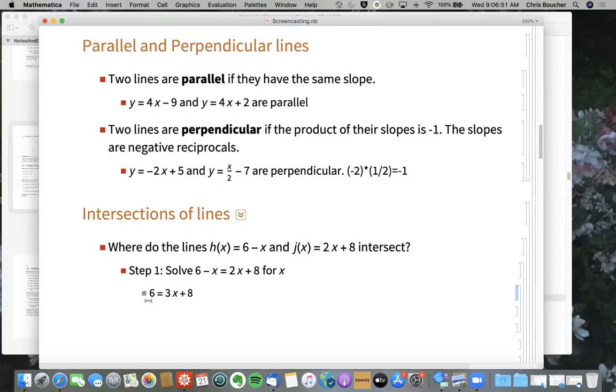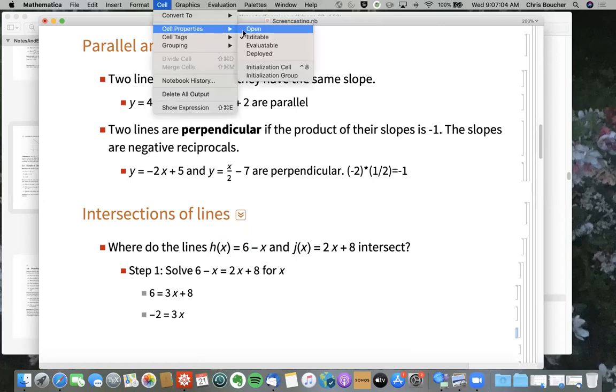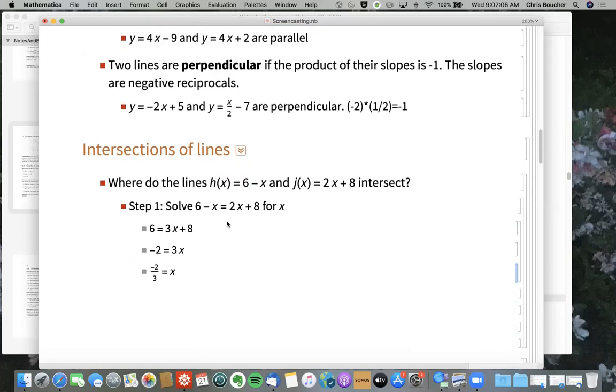So let's see, what did I do? I added x to both sides, so the x moves over from left to right. And then I'll subtract 8 from both sides. And then I'll divide by 3 on both sides. And so I get x equals -2/3. And what we have found is the x coordinate of the point of intersection. So we're kind of halfway there, right?